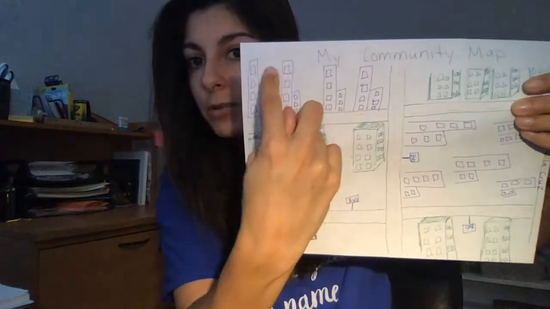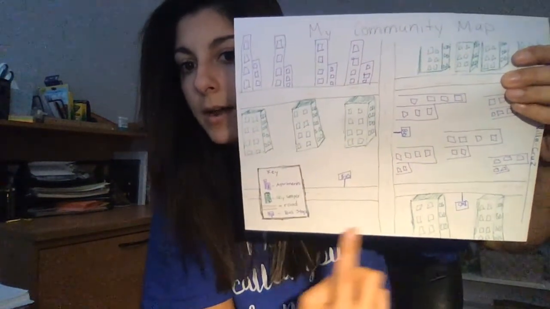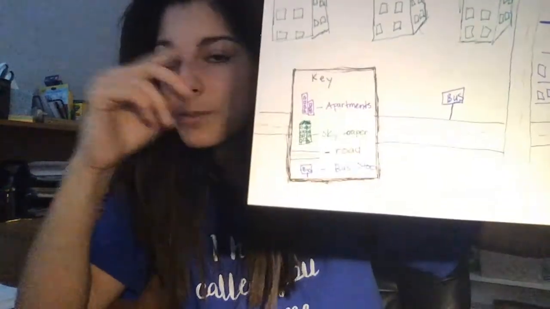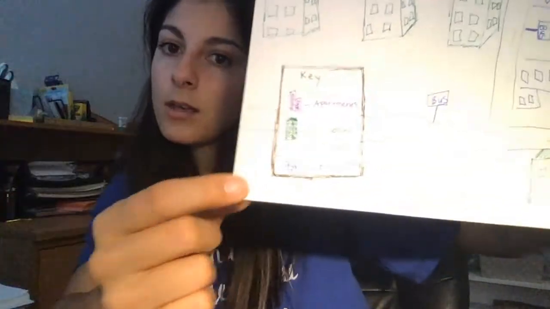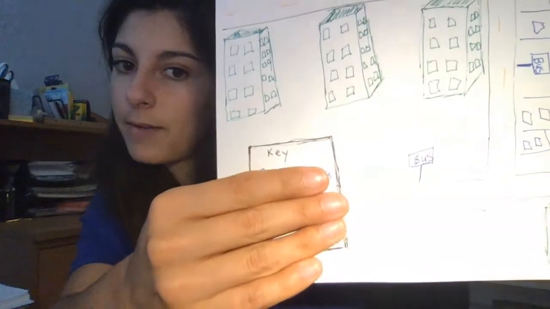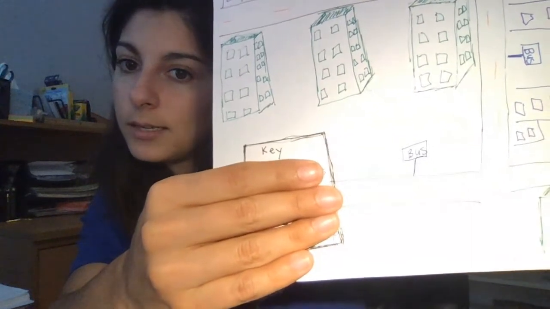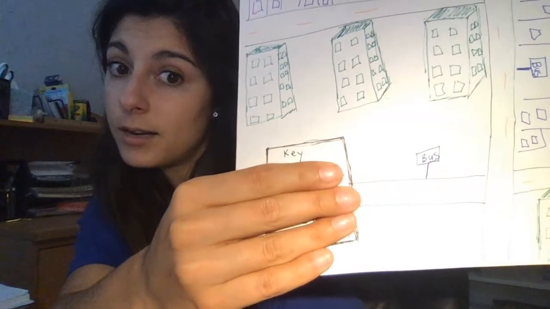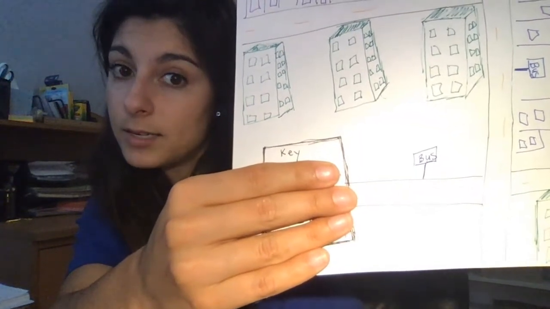The next step is you're going to make a key. So at the very bottom, see how at the top I have my community map? On the bottom, I want you to draw a little box, not too little, big enough that you can write and draw in, but a box, and write the word key. Don't worry about what I have up here, just a box with the word key. Okay, you should have written key with a box in it, okay?